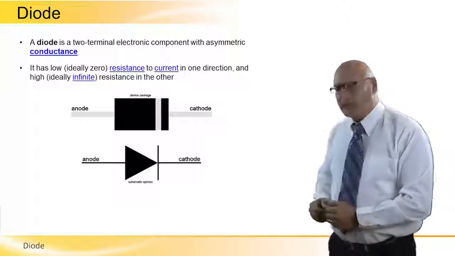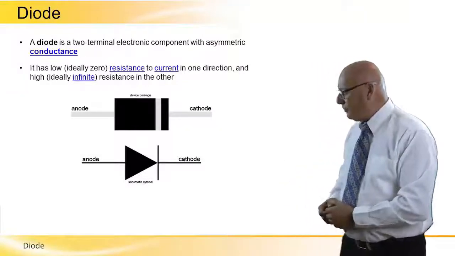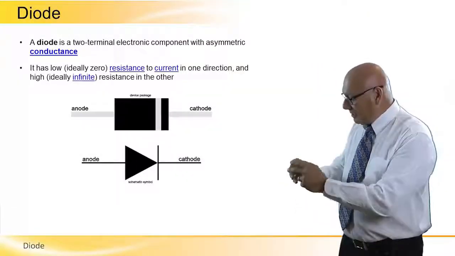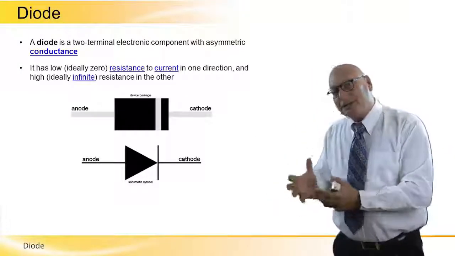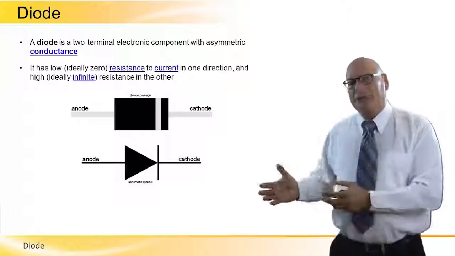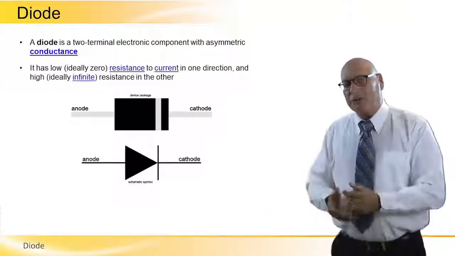And the electronic symbol is presented on the bottom. It has a triangle with a line, which basically blocks the electricity from the cathode to the anode.